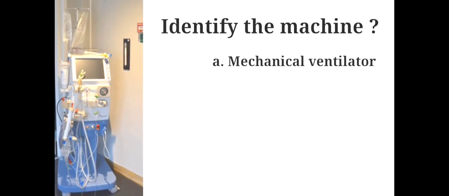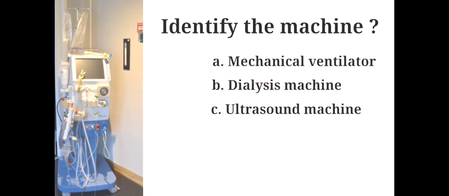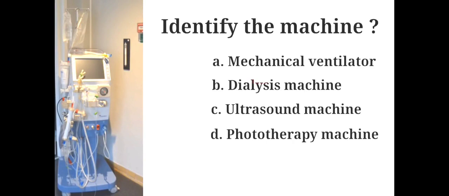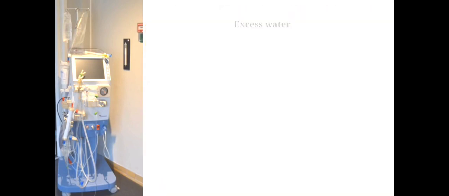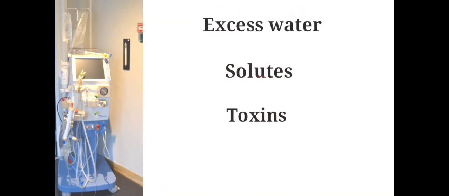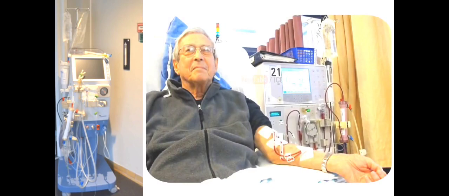Identify the machine. A. Mechanical ventilator, B. Dialysis machine, C. Ultrasound machine, D. Phototherapy machine. And the answer is B. Dialysis machine. Dialysis machine removes excess water, solutes and toxins from blood in people whose kidneys can no longer perform these functions naturally. This is referred to as renal replacement therapy.